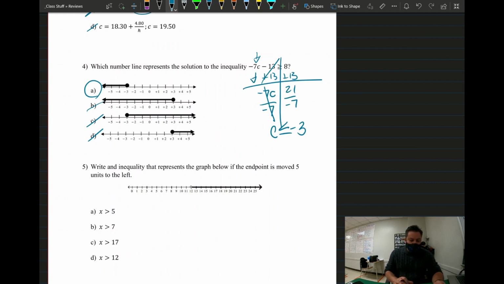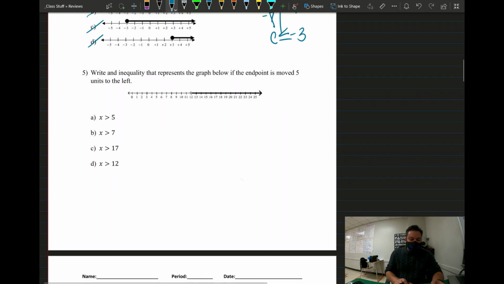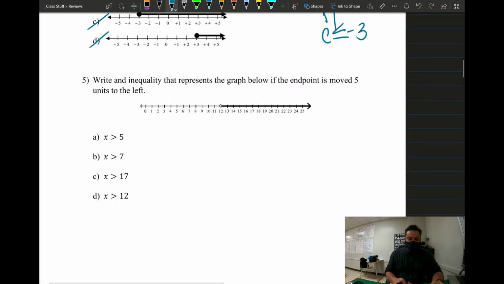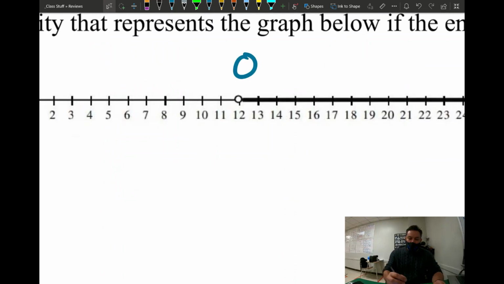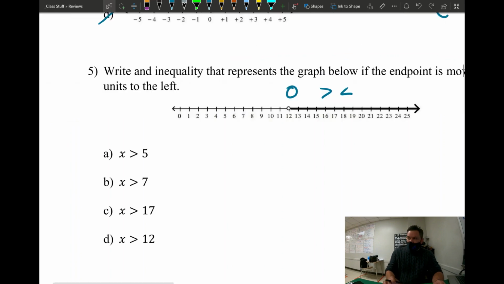Now, number 5, it says write an inequality that represents the graph below if the end point is moved 5 units to the left. Okay? So first of all, let's look at this. We have an open circle. That means that we are only going to use either greater than or less than. So look at the answer choices. If they, for instance, gave you something like this, you could have eliminated those 2. Okay? This case, no, everything is the same. Everything is greater than. So we can't go ahead and eliminate anything yet.